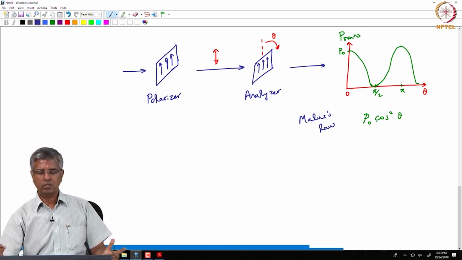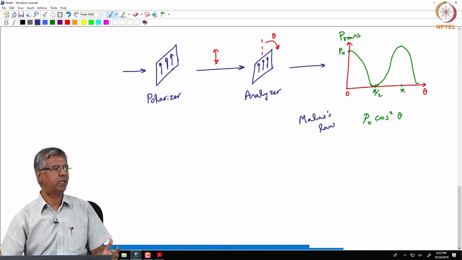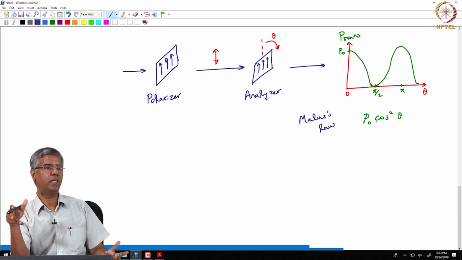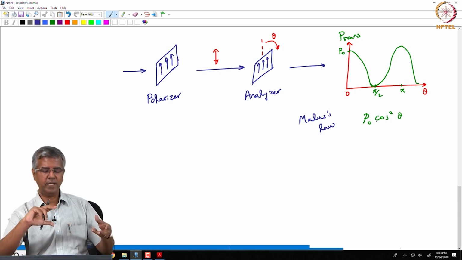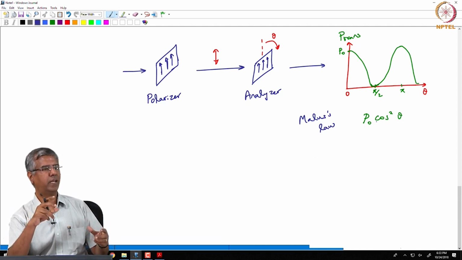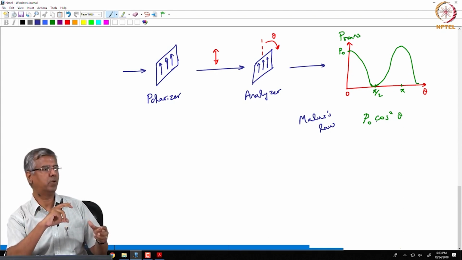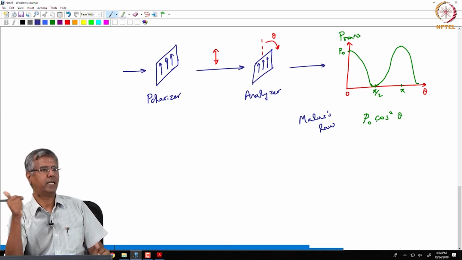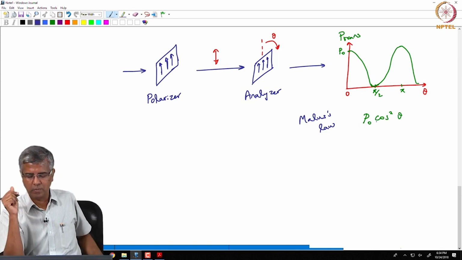So, I can use this now as a variable optical attenuator. Remember in one of your experiments you use a variable optical attenuator as part of your kit. This can be a variable optical attenuator. By changing the orientation of the analyzer with respect to the orientation of the polarizer, you can control the amount of light that is transmitted. So, you can use this as variable optical attenuation.